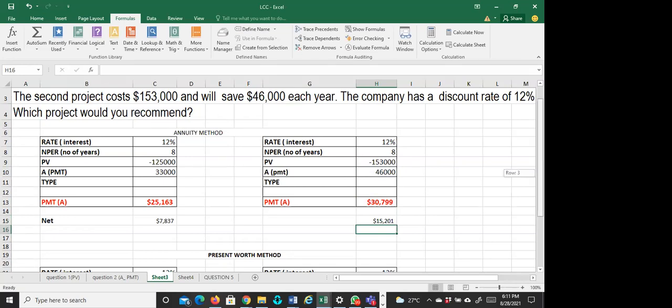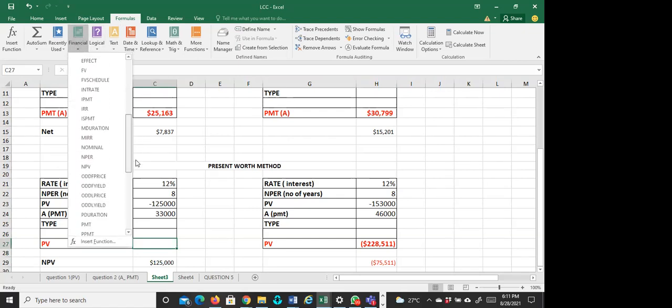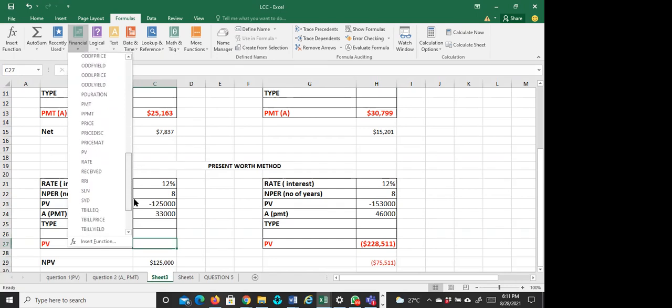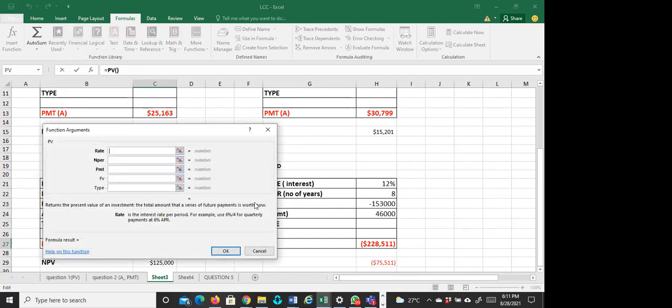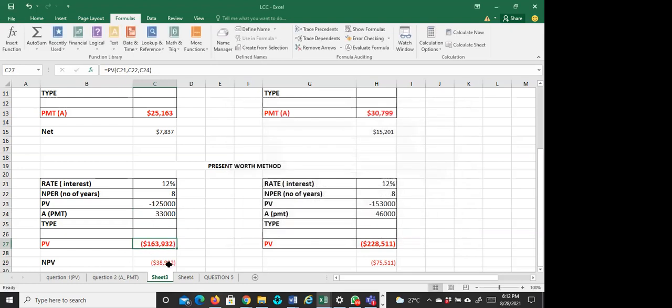If I now want to use the present worth method, that means I'm looking for the PV. So I go back here, I go to Formulas, Financials, and I'm looking for the present value of that annuity. So here, the rate is 12%. The number of years is 8 years. The payment is 33. Remember, the first time I used the PV. So this time I'm using the present value method, which means I'm looking for the P. So this is the A. And this will pop up.